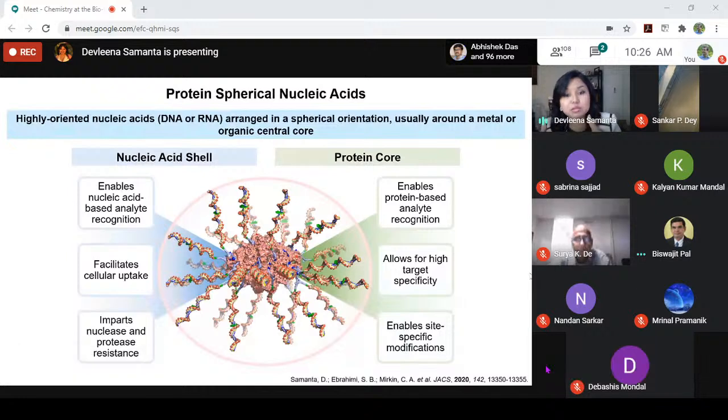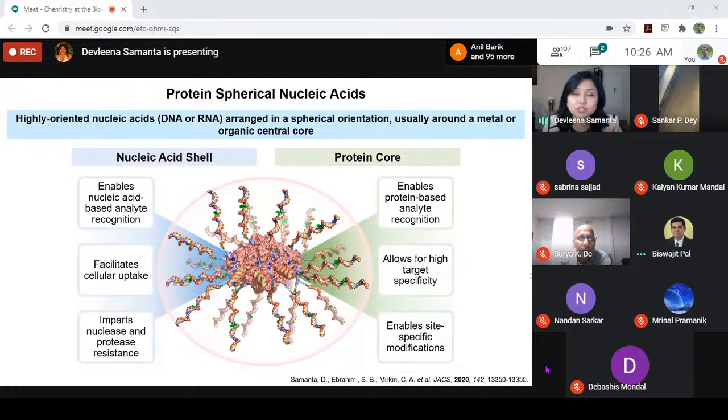DNA allows this construct to be taken up by cells. So this is really, again, counterintuitive. Even though linear DNA doesn't get taken up by cells, we have found that these structures, which have a dense layer of DNA on them and are much larger than linear DNA, can get taken up by cells very easily. And you can also use the recognition properties of the DNA to detect different molecules.